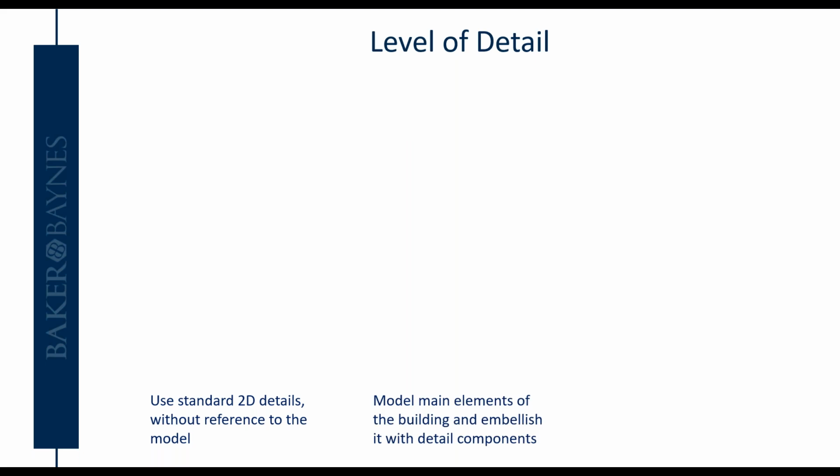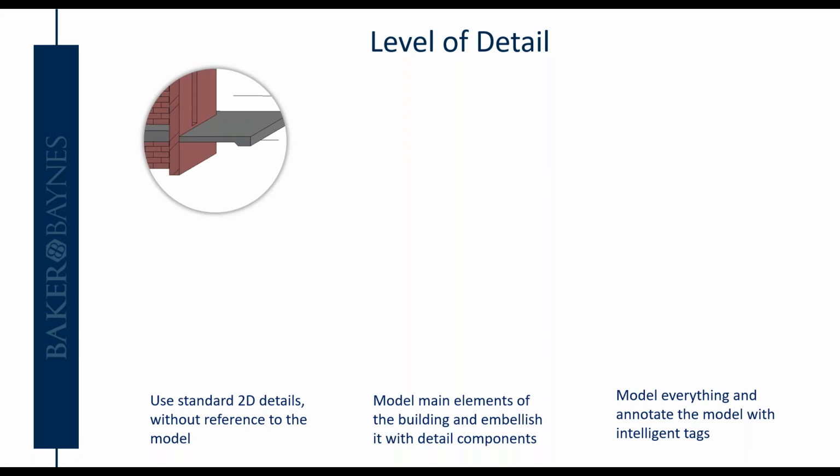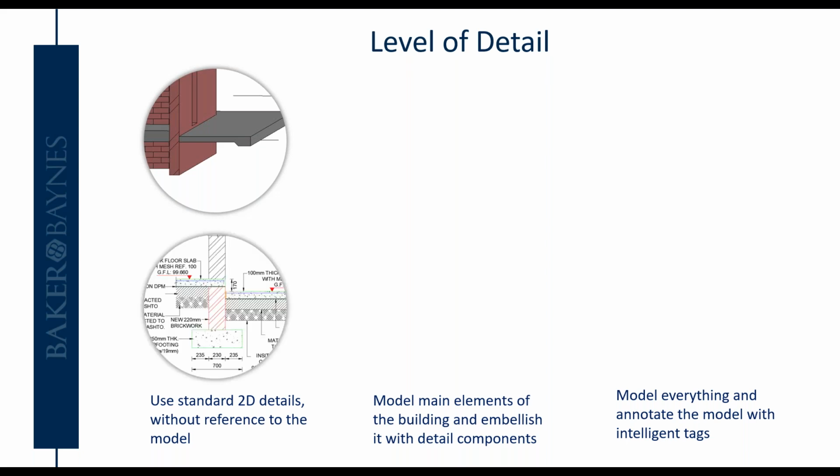Or once you move over to 3D, you can model just the main elements of the building and then embellish it with detailed components. And then, of course, you can go a couple of levels up where you just basically model everything in 3D and you annotate the model with these intelligent tags. And that's going from plumbing items to services to fixtures to finishes to everything. So let's look at what this looks like. So you might have the 3D elements, and then you've got your 2D details in a separate drawing. Or you might not even have the 3D elements, you just have the 2D drawing, and this is produced in CAD.